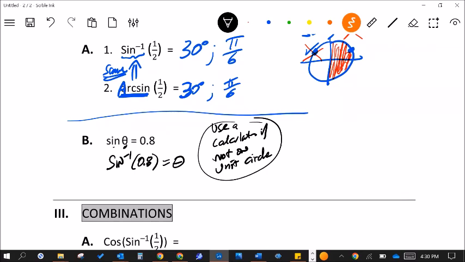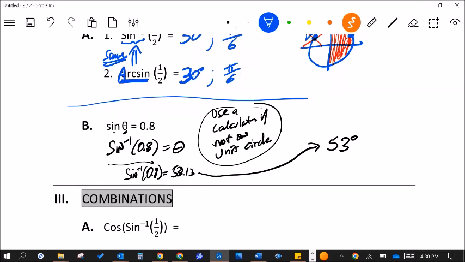So when you put this into the calculator, you get that sine⁻¹ of 0.8 is equal to 53.13, which is approximately 53 degrees.